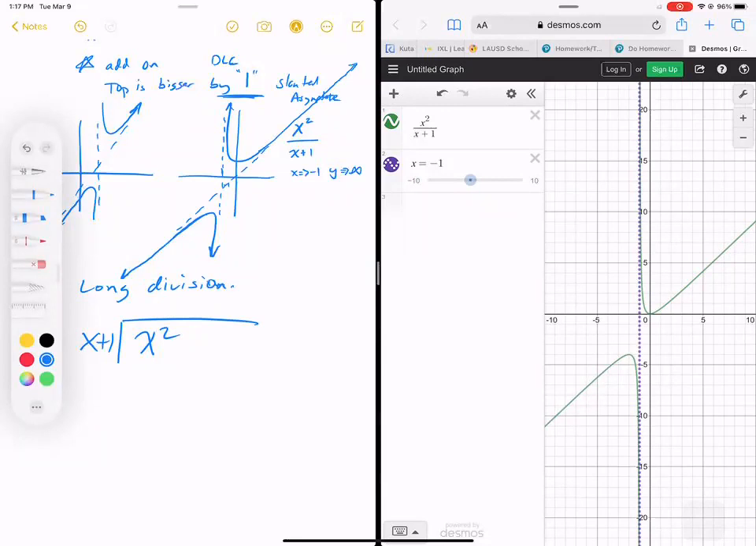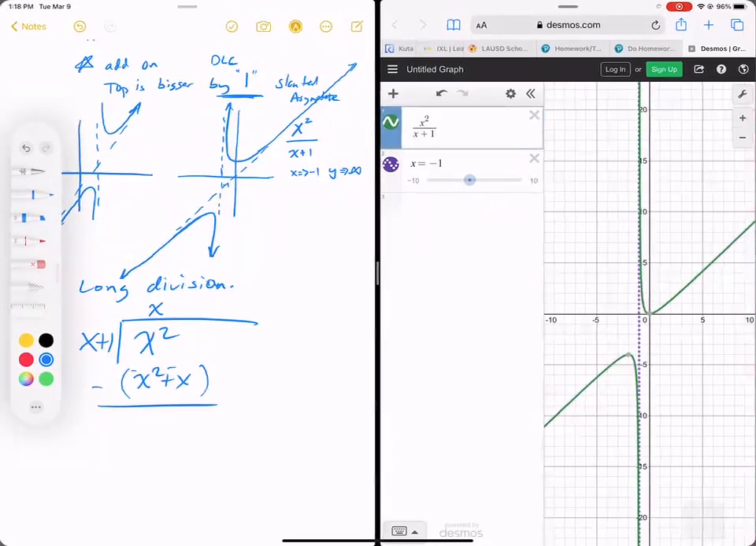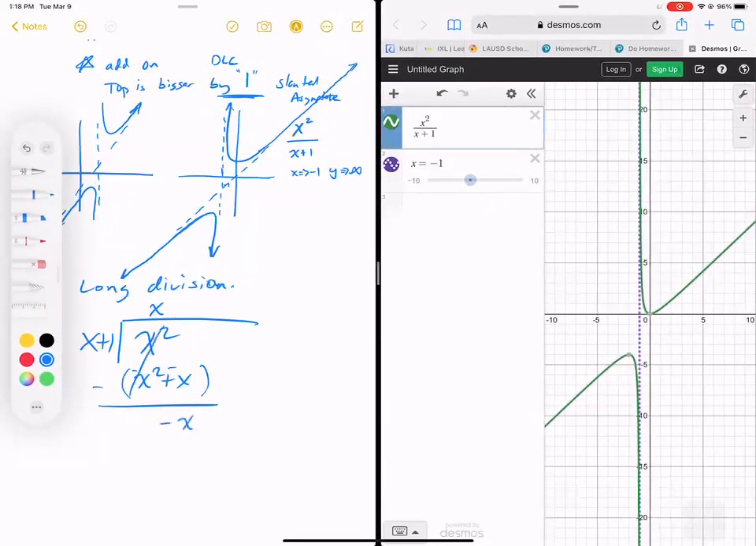X goes into x squared, one time, x. X times x is x squared plus x. Subtract, negative, negative. We have negative x. Bring down negative x. How can I make x become negative x? That's negative 1. And then we multiply negative 1 times x is negative x minus 1. Okay, we're going to go ahead and finish it off. Oh, sorry, that's a 0 there. I'm sorry. We're going to multiply it.